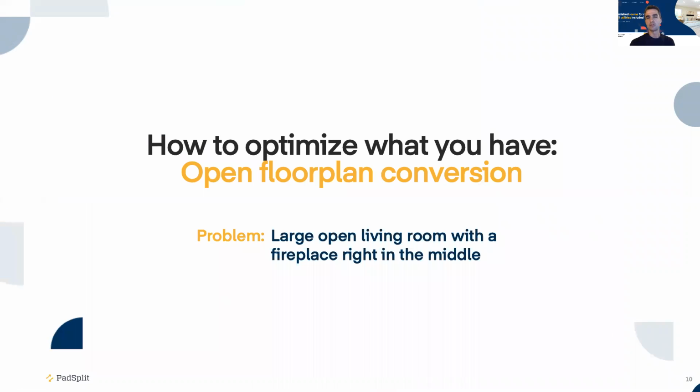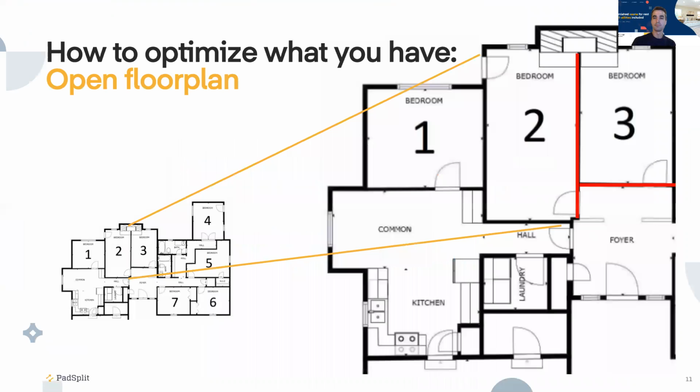Let's move on to another property with a more challenging issue. This property is a large open living room, spacious enough for 2 bedrooms. Unfortunately, the ceiling is vaulted and there's a fireplace right in the middle. As we zoom in on this floor plan, you can see that the host used 2 walls, highlighted in red, to divide this large space into 2 bedrooms, both opening to the foyer. Let's see how it came out.